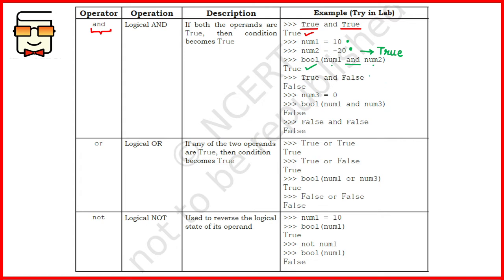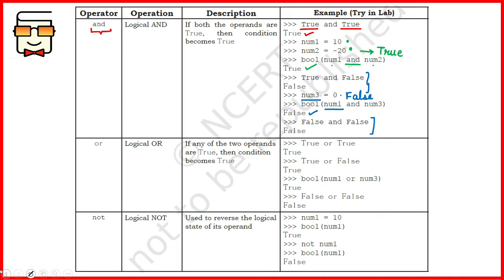Now coming to the third example, when you perform logical and between True and False, you get the answer as False. Similarly, when you compare num3 with num1, num3 has the value 0 and num1 had the value 10. Since this value 0 represents the Boolean value false, that is why the result of the and operation is false. And the last case, when both the values are false, in that case also the result is false.